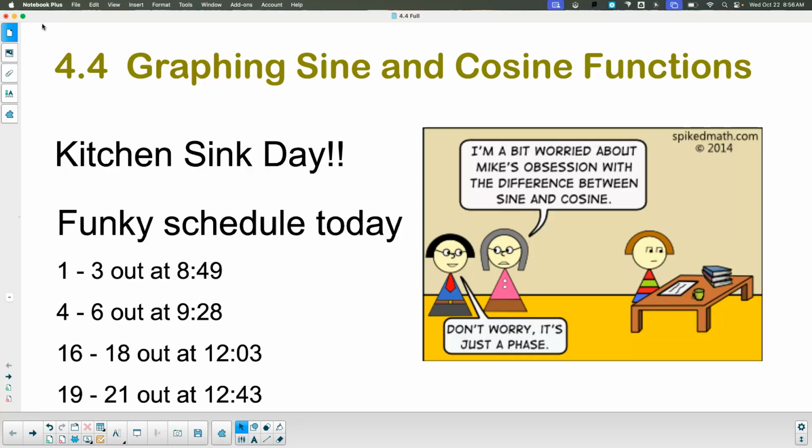Yep. So the schedule on the back of the room has been updated. We're on a goofy schedule today, so we are out of here at 9:28. Okay. So I got 32 minutes, which is more than enough time to get done what we get done.